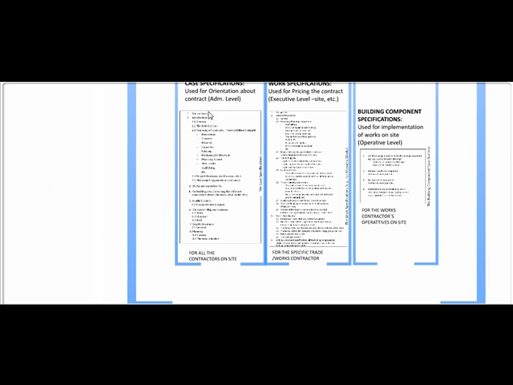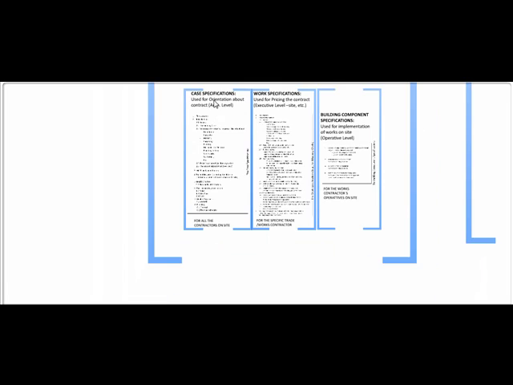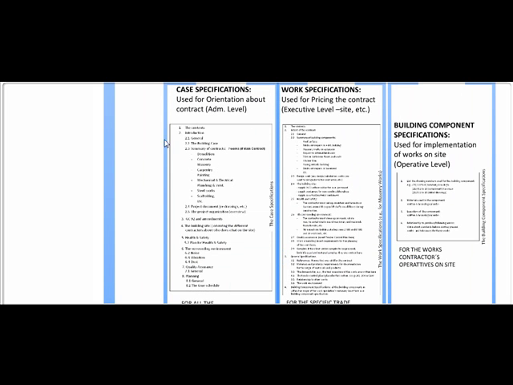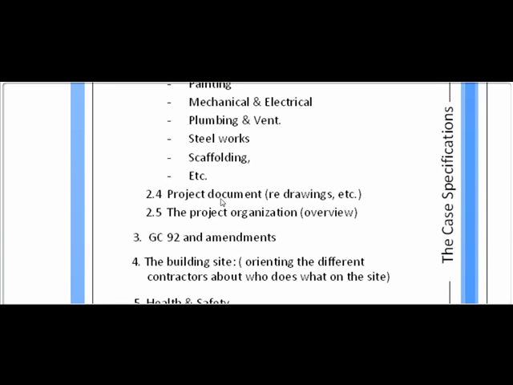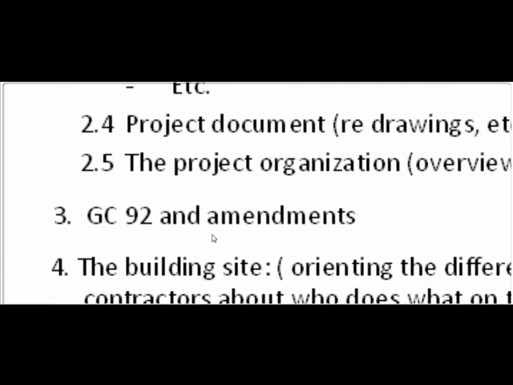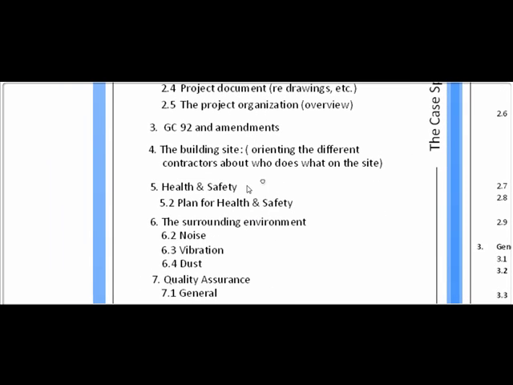As I said, the case specification is going to be used by the administrative level of the project leader, and it's orientation to all contractors working on site, telling them about, first of all, what contracts or works are involved, and then telling about how the project is, how the drawings are registered, what the project organization is. The amendments to GC 92 are mentioned here, and everything about the building site is mentioned here. In other words, who does what on the building site, which contractor is responsible for what, orientation about it.